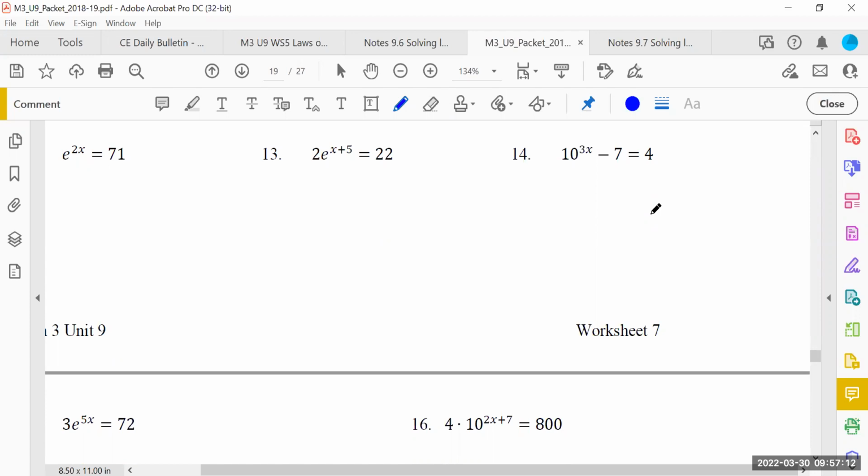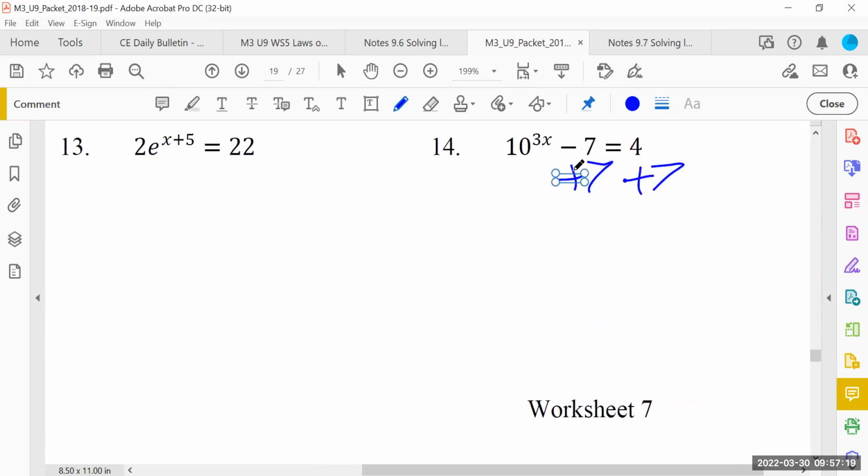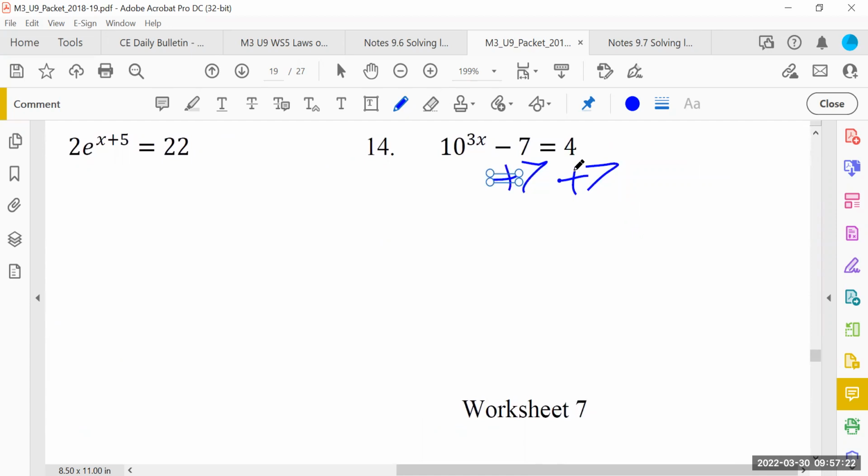Add 7 to both sides. So plus 7, plus 7. This is on the homework, Section 7's homework. So 10 to the 3x equals 11. Clarabelle, how do I write this then as a log? Yes, it is log base 10 of 11.